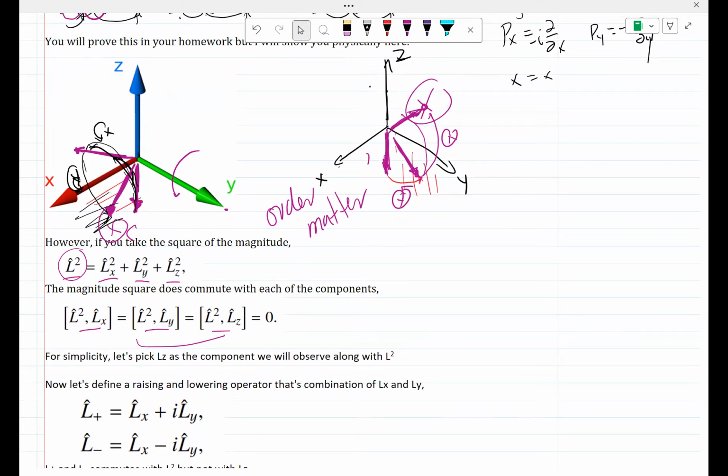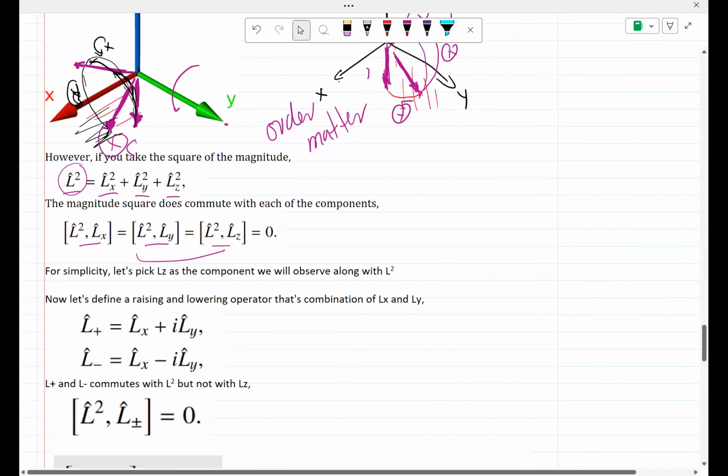What can we do with that? Okay. Yes. How would you do that? So the question is, is there any physical significance to having L squared commute with each of the individual components?